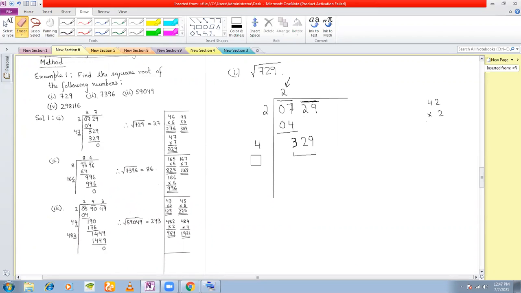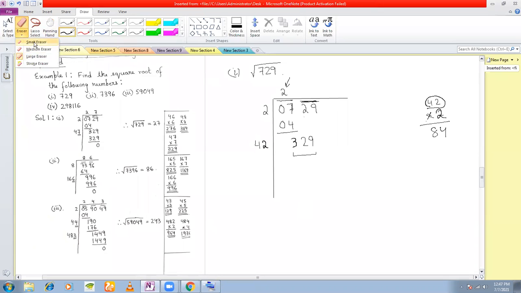Again I repeat, suppose we are putting a digit 2 here, then this number becomes 42. I'll multiply 42 with the digit that I have put here, 2, so I'll get 84. This is what we are going to do in the next step.